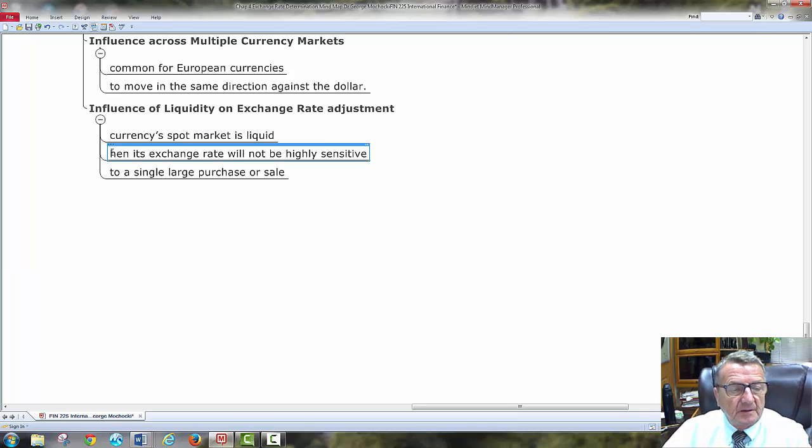Then its exchange rate will not be highly sensitive to a single large purchase or sale. Remember, it's because of the liquidity. The spot rate is liquid. You don't have to worry. The exchange rate will not be highly sensitive because I have more buyers. The only time it becomes highly sensitive is if I have fewer buyers and more sellers, or more sellers and fewer buyers, vice versa. Okay.